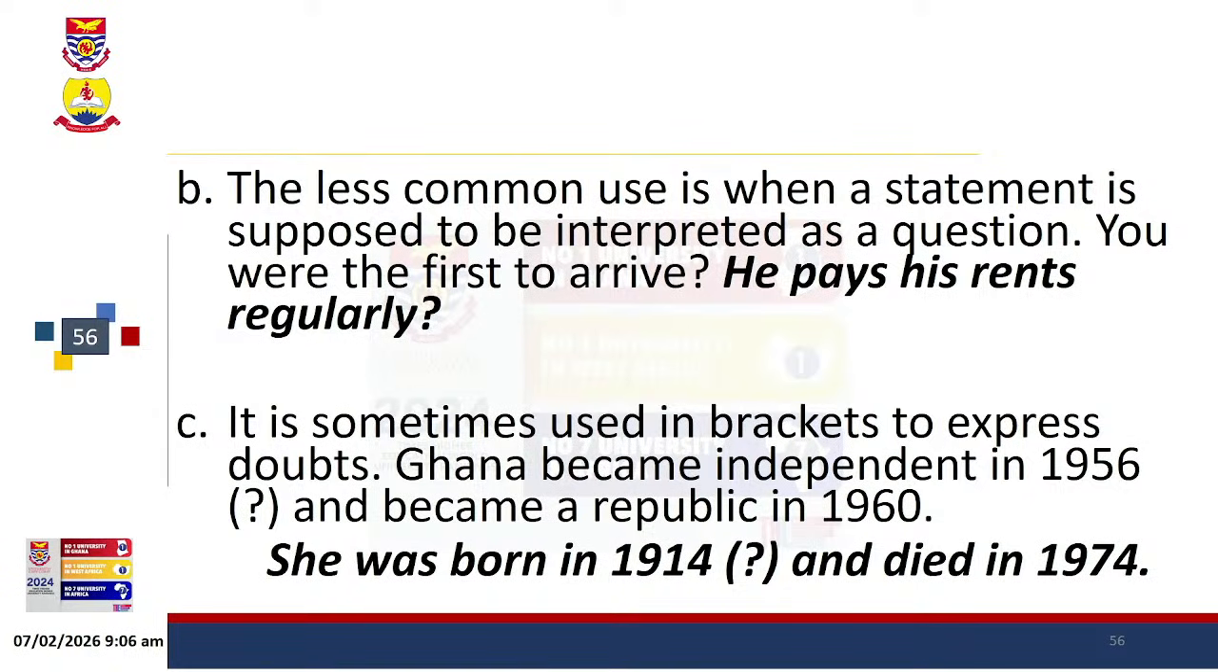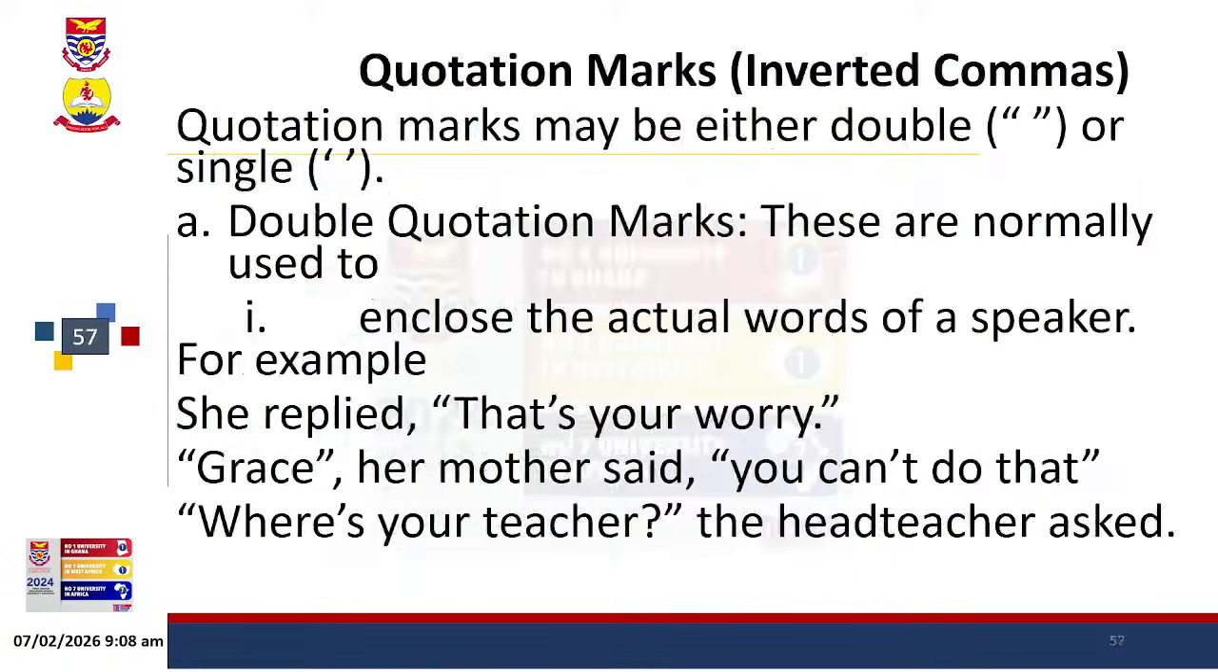She was born in 1914 (?), and died in 1974. The brackets with the question mark are indicative of the fact that the writer is not sure about the date of birth of the person he's talking about. This doesn't mean that when you are writing exams, you can give figures and put them into question marks in brackets, because in exams, we are expecting facts, not guesses. Do you understand? Good.